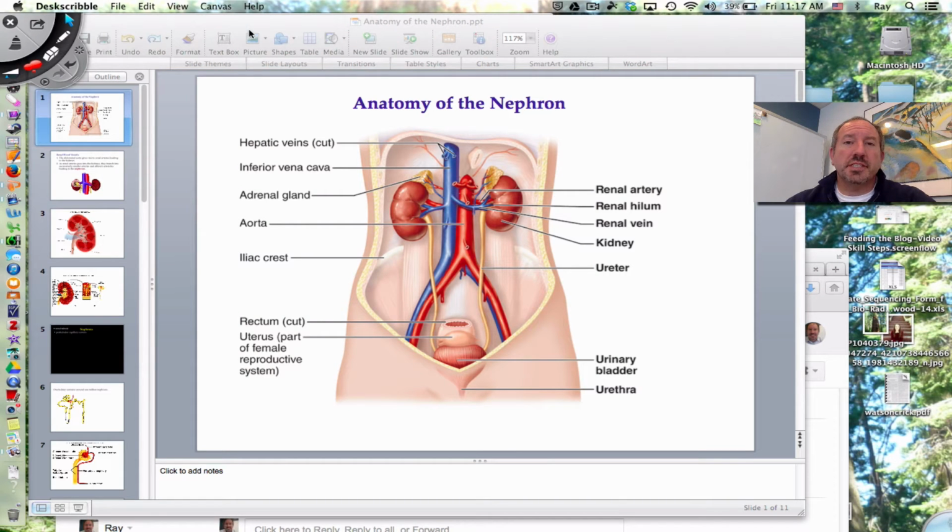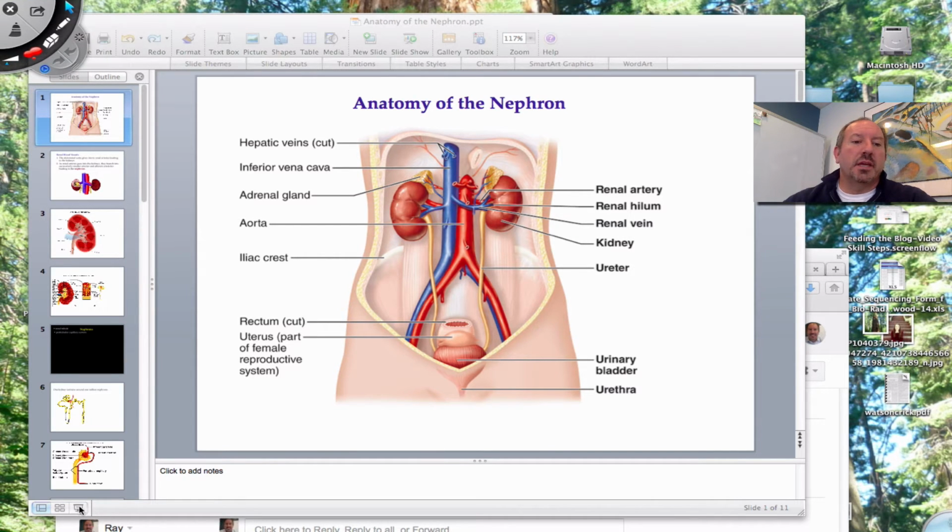Hi everyone, it's Mr. Sinti, and today I have the pleasure of discussing with you one of the great structures of all time in the body. It's part of the kidney, it's part of the urinary system, and it's basically the functional unit of the kidney. It's called the nephron. And so let's get into that conversation.